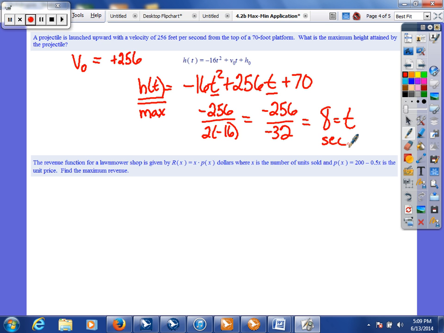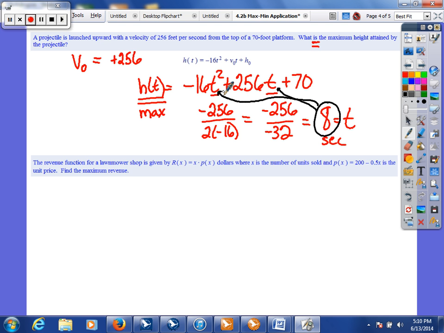Now, notice it didn't say when does it reach its maximum height. It said what is the maximum height. So this produces the height. This is like your x value, even though it's t. So we're going to take the 8, and if I want to know what the y value is, what the height is, I need to go ahead and plug it in right here. This is my t for that given time.